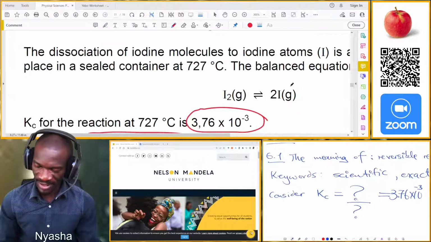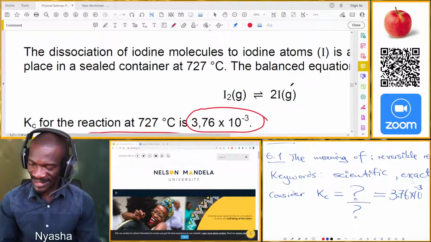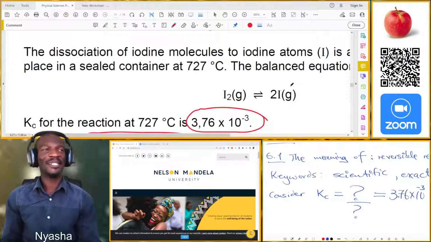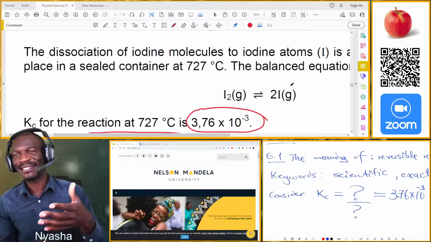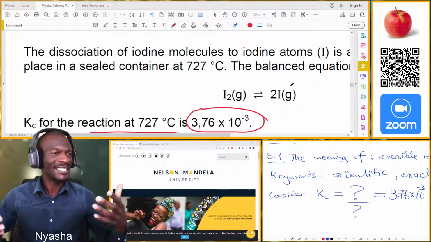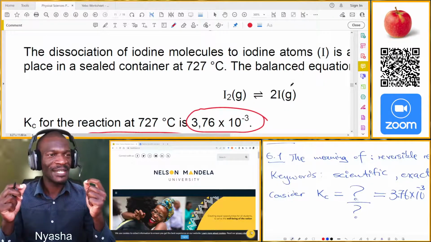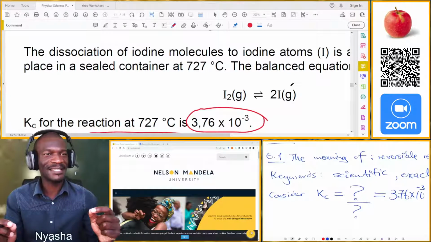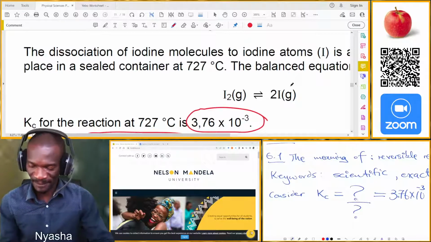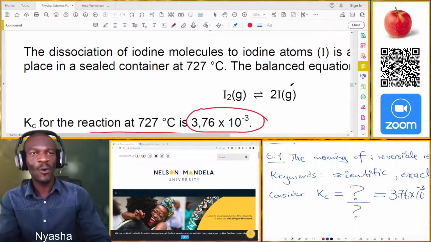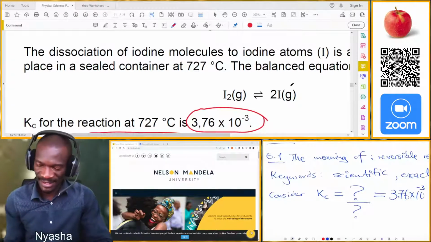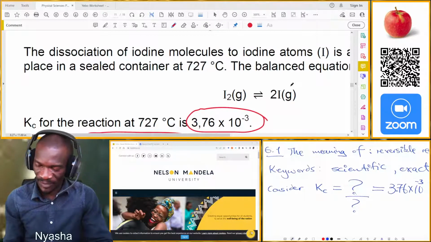So my question to you is the following. If our Kc is like this, which chemical reaction path is most likely to take place? Yes. Which process is most likely to take place? The forward process or the reverse process? Right. So let's just see.